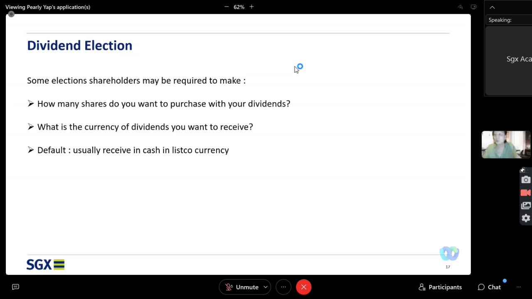Most of the time, if you forget, the form comes and you throw it in the dustbin, it doesn't matter. You will still receive a dividend. The default is always that you will receive your dividend in cash if you don't elect anything. So you don't have to worry when it comes to dividends. Don't worry that the company will cheat you and not pay you a dividend, right? The company will always pay you a dividend if you are a registered shareholder. All right, so you don't really have to elect. But if you do want to elect, please then decide how many shares you want.